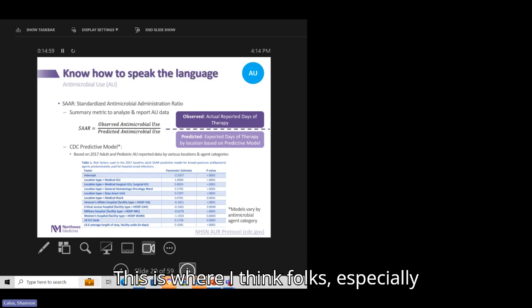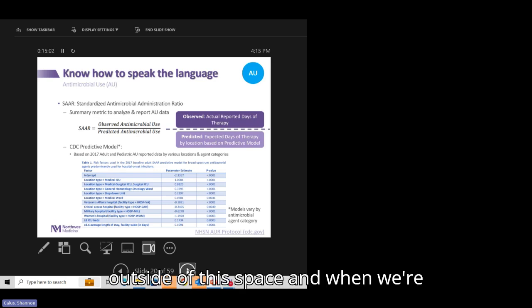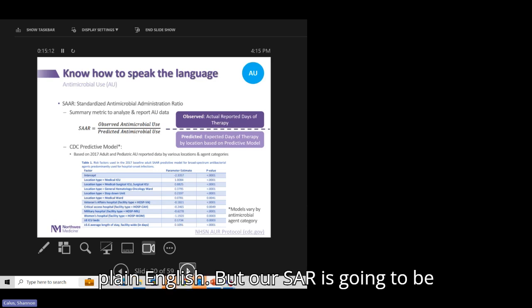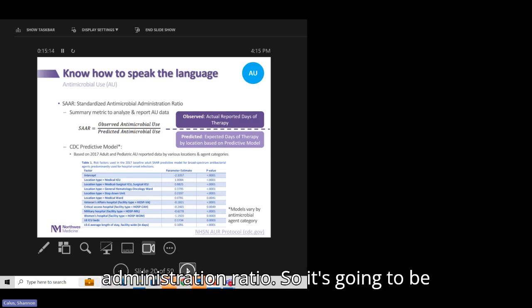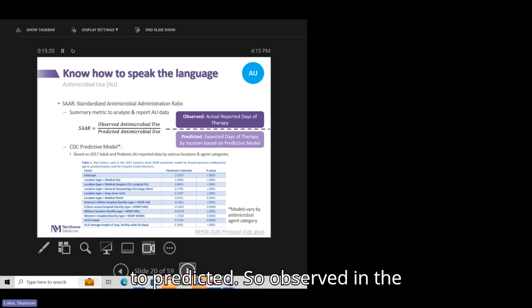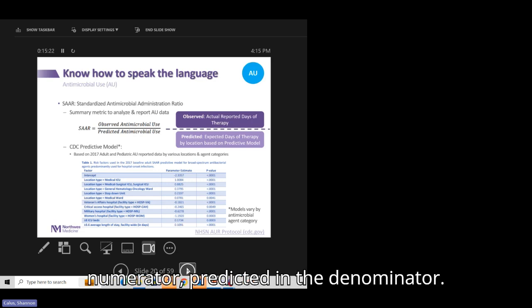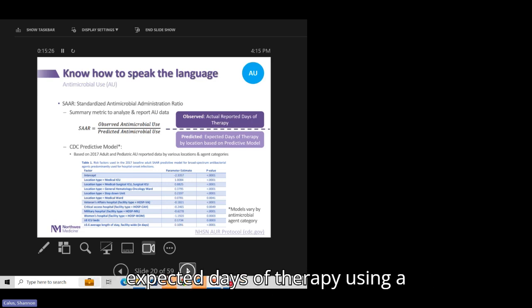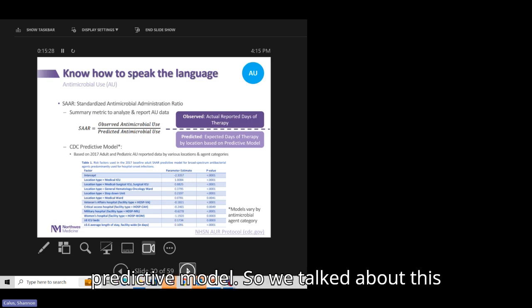This is where I think folks, especially outside of this space, and when we're talking to hospital leaders, start to glaze over and really get confused by what the heck is a SAR versus a SIR. Just give it to me in plain English. But our SAR is going to be that standardized antimicrobial administration ratio. So it's going to be looking at our observed to predicted. So observed in the numerator, predicted in the denominator. So predicted is going to be based on our expected days of therapy using a predictive model.